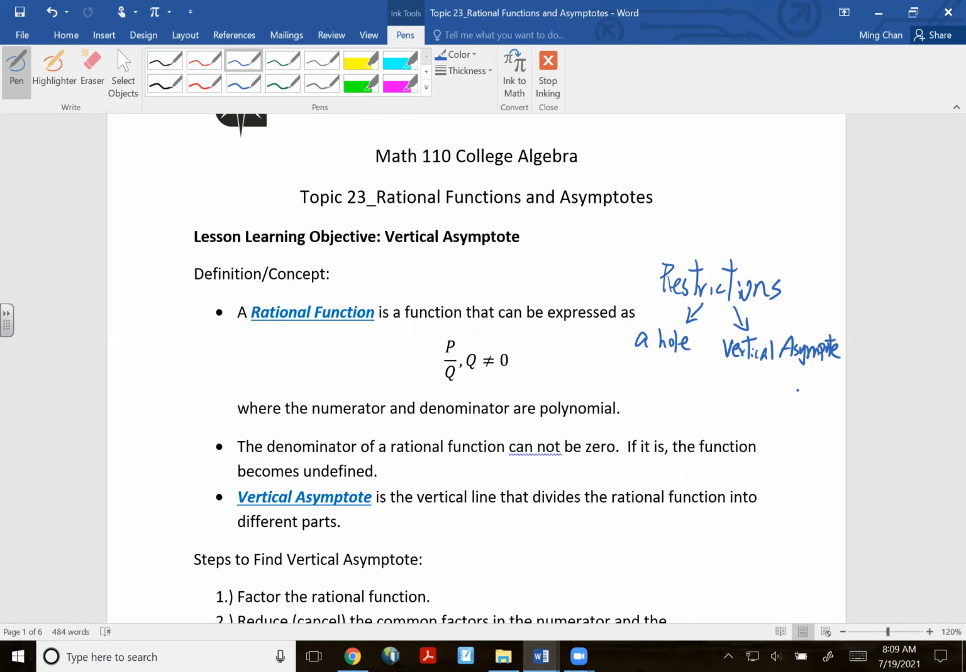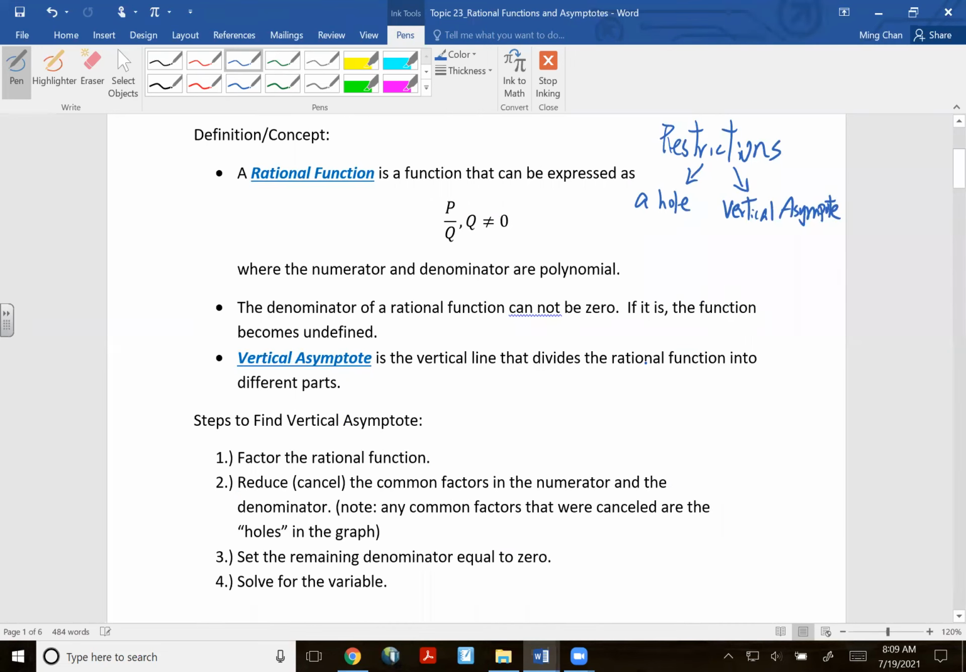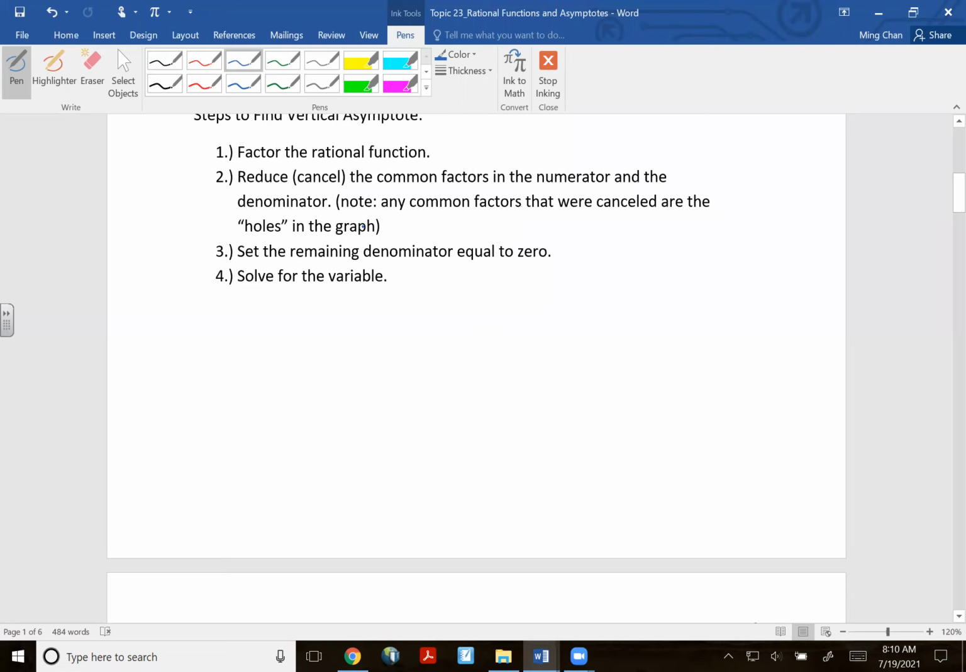So basically, a vertical asymptote is a vertical line that divides the rational function, or your graph, into different parts. To find the vertical asymptote, first thing you do is factor both the numerator and denominator of your rational function. Reduce or cancel out the common factors in the numerator and denominator. Here I make a quick note: any common factor that was canceled is actually a hole in the graph. You got to keep that in mind, especially when you begin to write out the domain of your rational function.